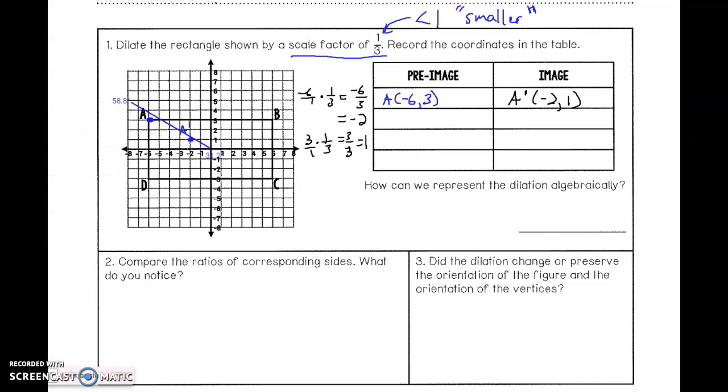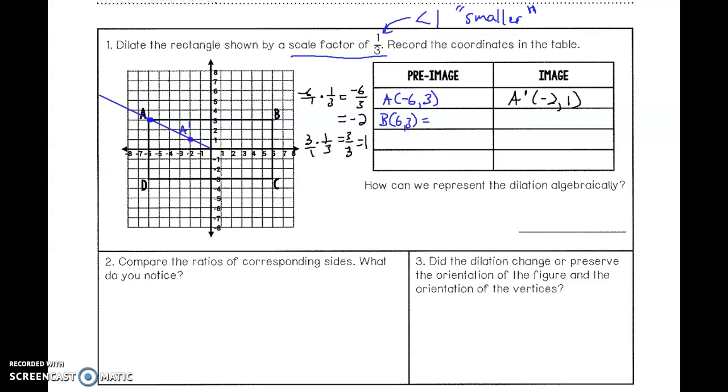So if, again, you look at this line here, the distance from the origin to A, we decrease that to a third. It's a third of the distance, okay? That's what dilations do. But the quick and easy way is to do the points. So we'll do point B right here, right? B is the point (6, 3).